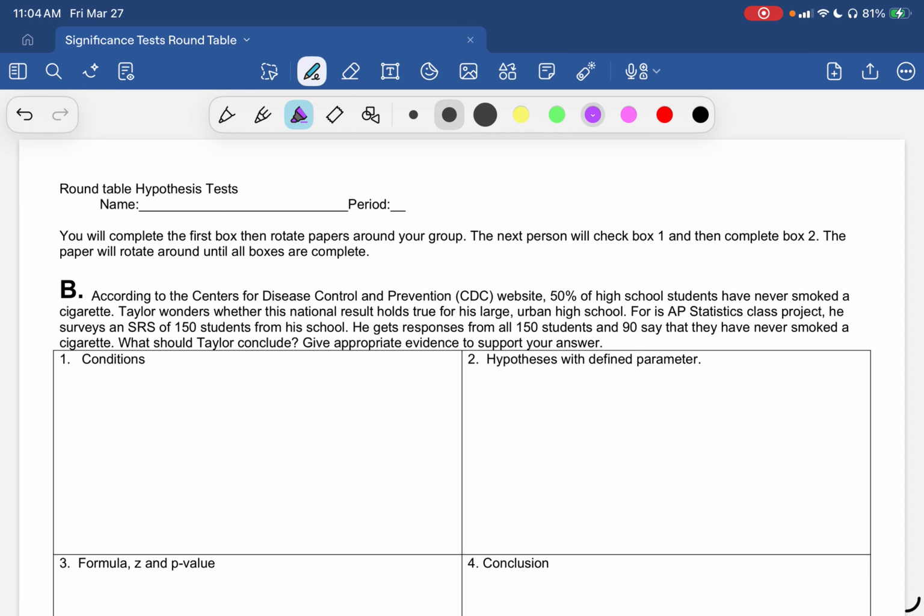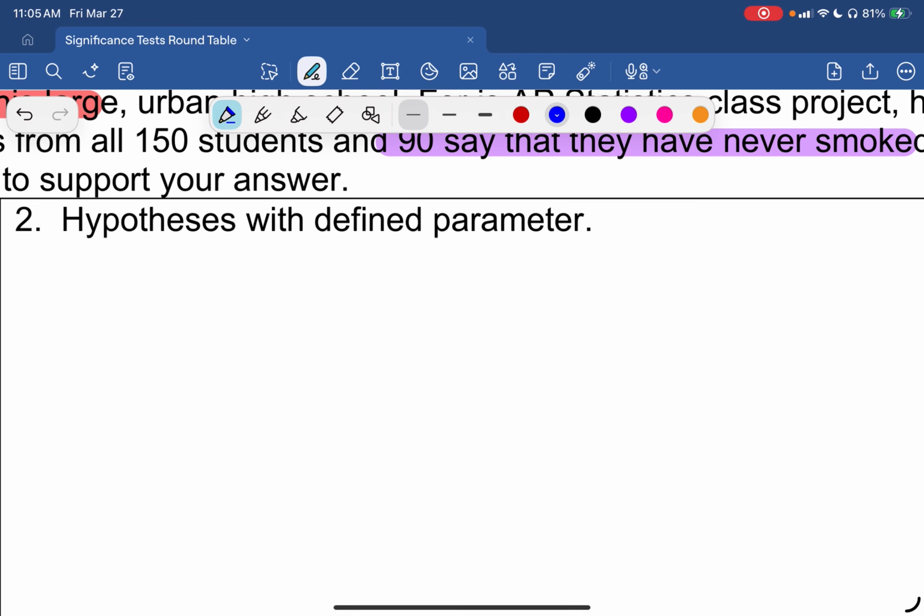So for B, according to the Centers for Disease Control and Prevention website, 50% of high school students have never smoked a cigarette. Then we see Taylor wonders whether this national result holds true. And for his class project, he surveys a simple random sample of 150 students. 90 say they've never smoked. Now, this one's a little interesting. It's still a one sample Z test for p.